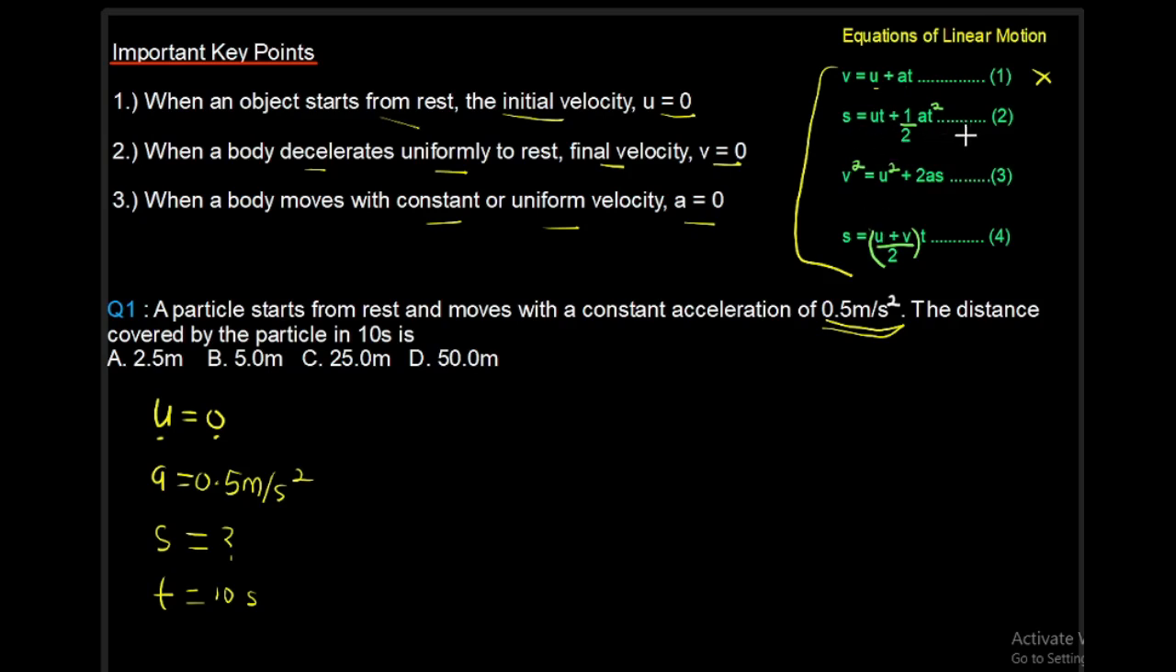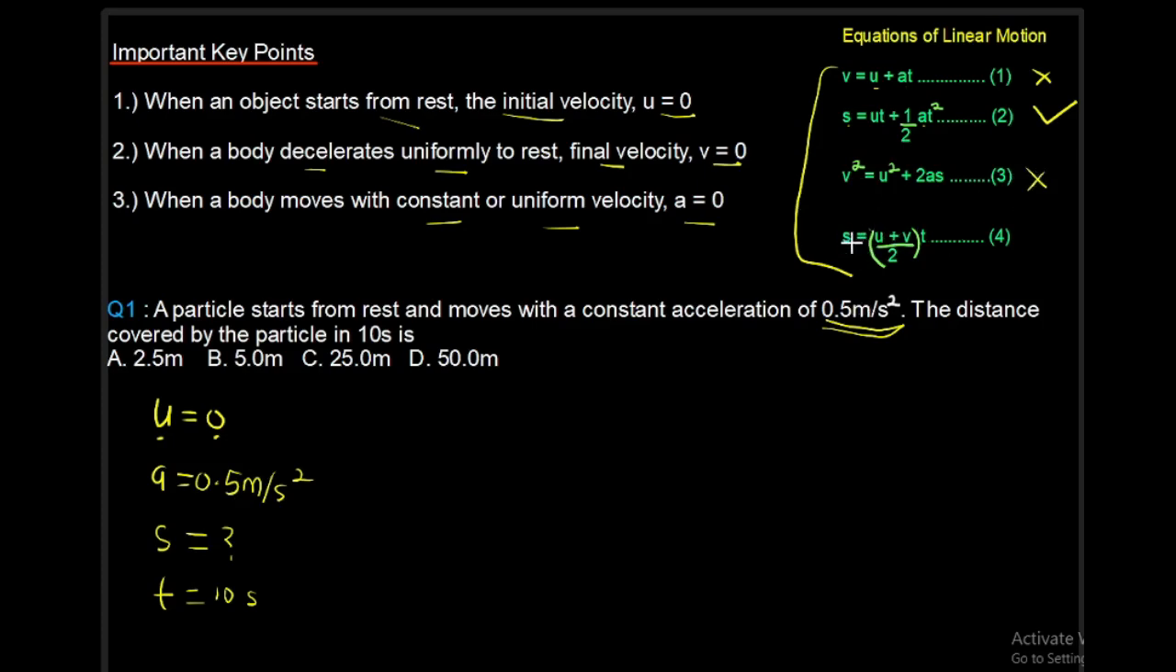We go to the second formula. Do we have u present in this formula? Yes, we do. Do we have a present in this second formula? Yes, a is here. Do we have s? S is also present. Do we have t? T is also present. So that means this is our formula to use. If we go to the third one, do we have u in the third formula? Yes, we do. Do we have a? Yes, we have a. Do we have s? Yes, we have s. Do we have t? No, we don't. So because of that, we cannot use the third formula.